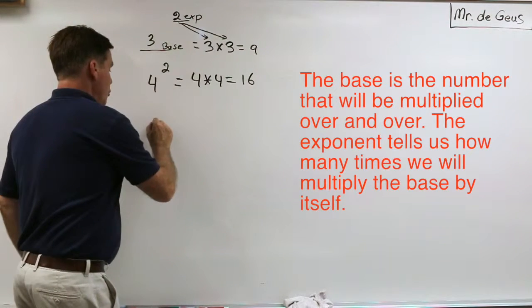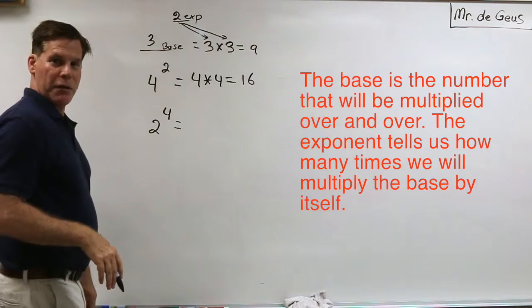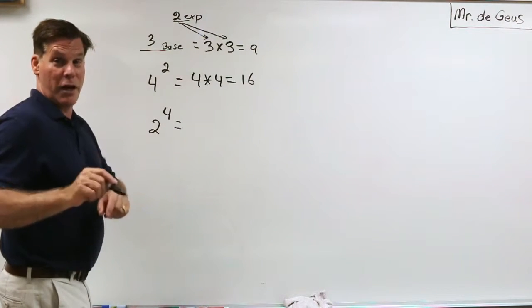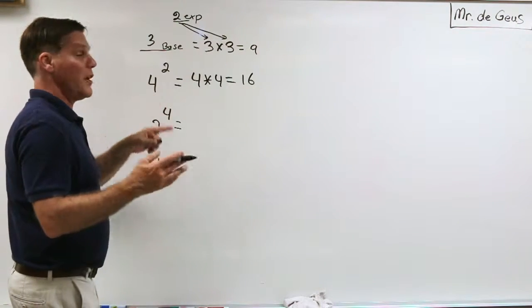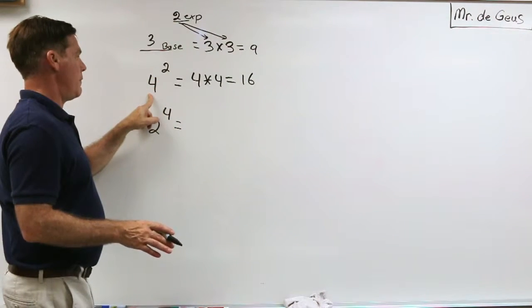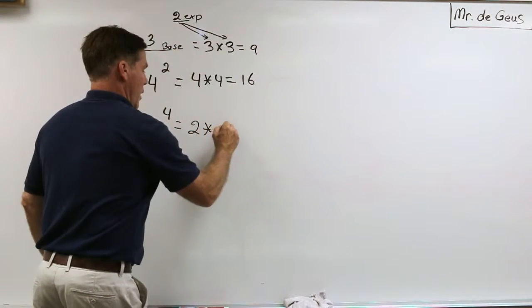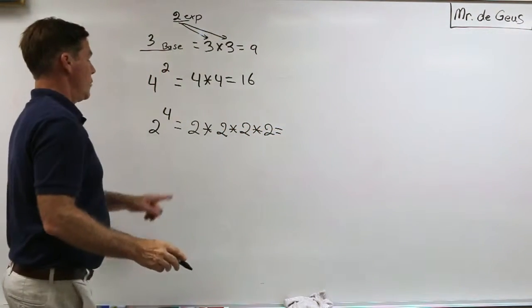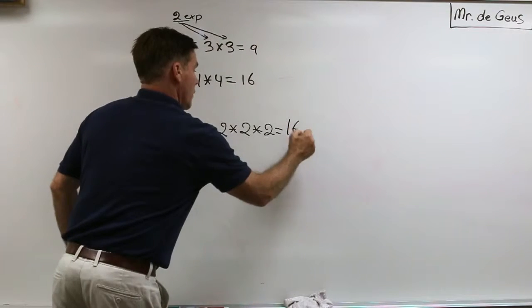If I have 2 to the 4th power, I want you to think about that before I put the answer down. Did you think it was 8? It's not 8. And that's what a lot of kids will think. They'll jump to the conclusion, oh, 4 times 2 or 2 times 4 is 8. No. Although they have the same numbers, here I have 4 2 times, here I have 2 4 times. So this is going to be 2 times 2 times 2 times 2. So 2 times 2 is 4, 4 times 2 is 8, and 8 times 2 is also 16.